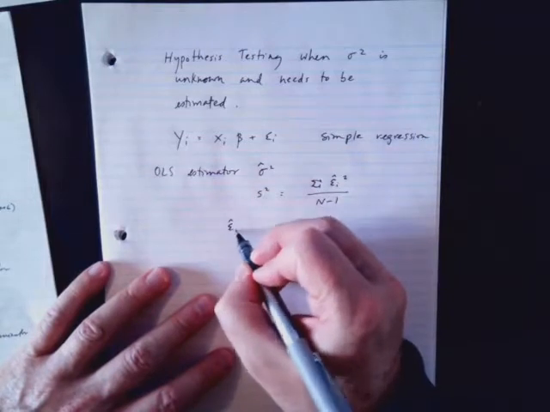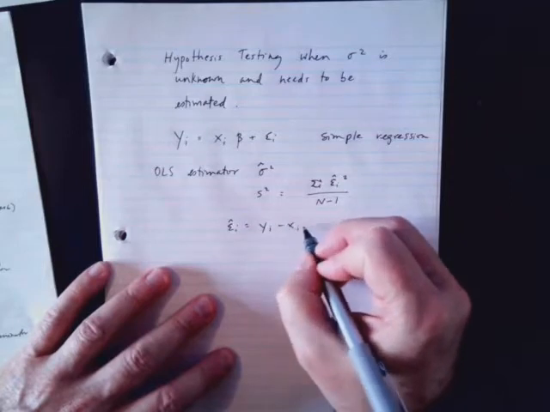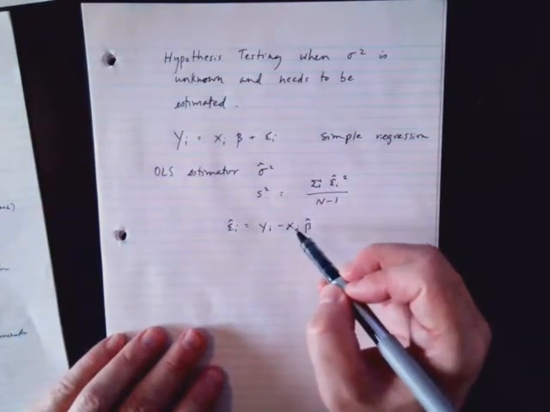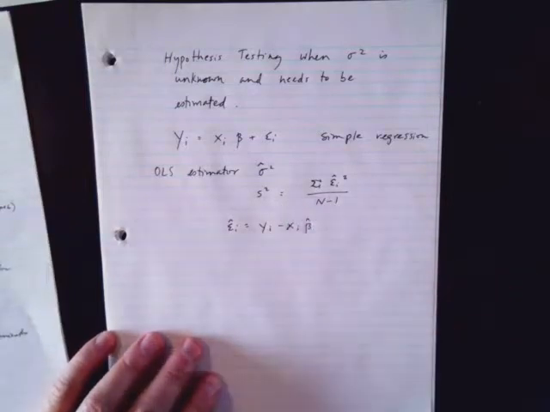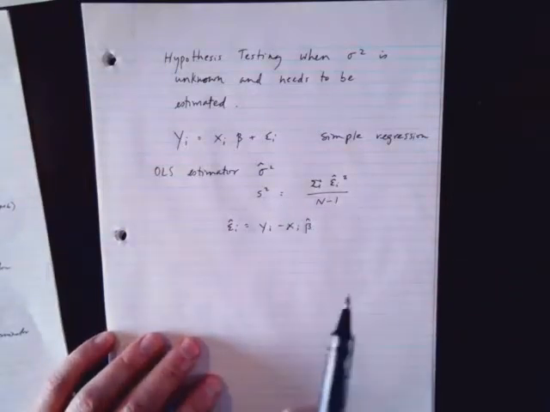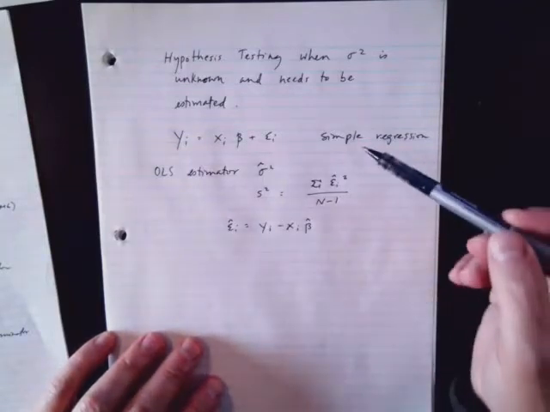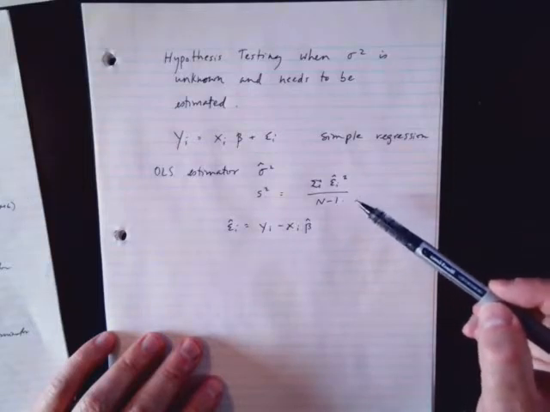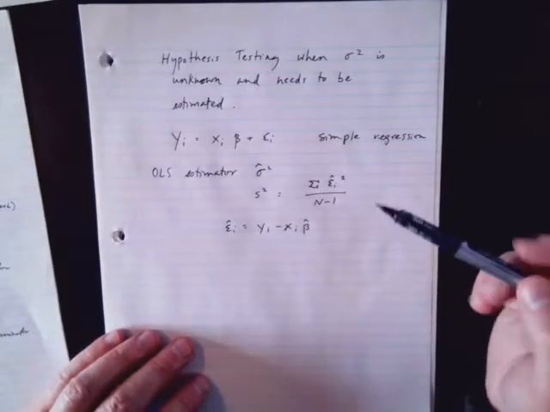And epsilon hat is yi minus xi beta hat. So these are the regression residuals. Take the sum of the squared residuals, divide by n minus 1, and that gives us our least squares estimator of the error variance. And we use n minus 1 in the denominator in the simple regression case, but if we go to multiple regression, we have to subtract more terms in here. We have to subtract one term here for every coefficient we estimate in the regression.